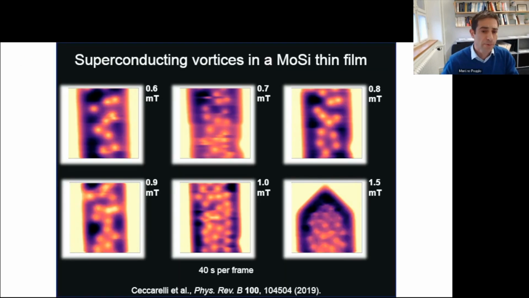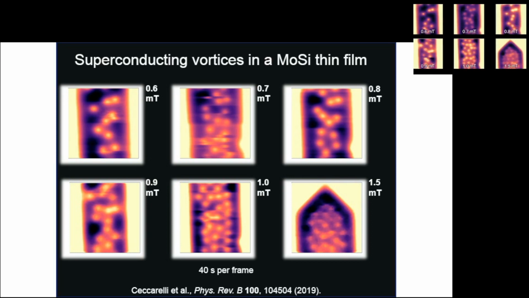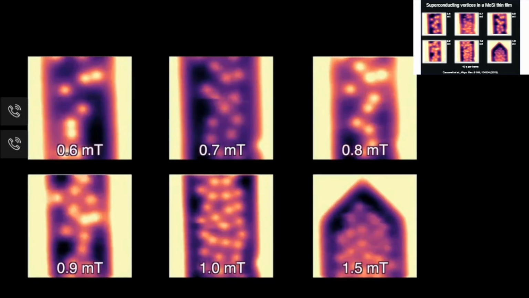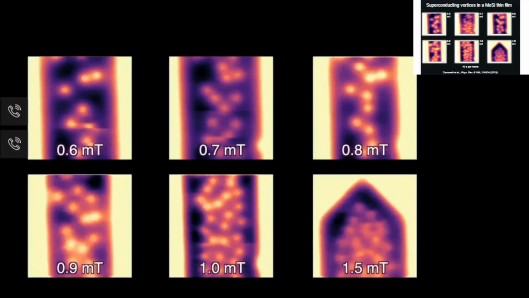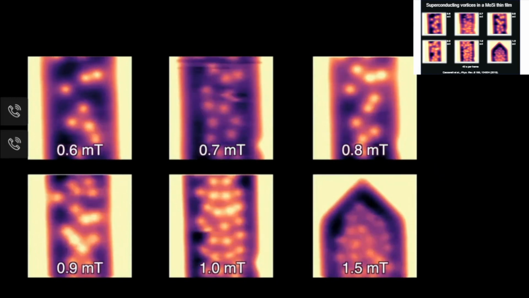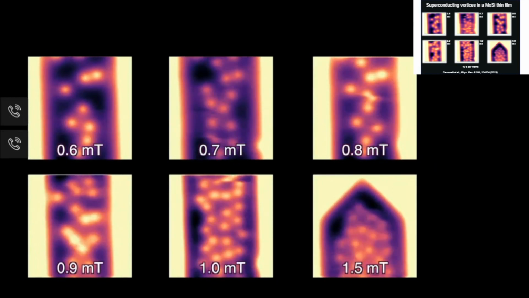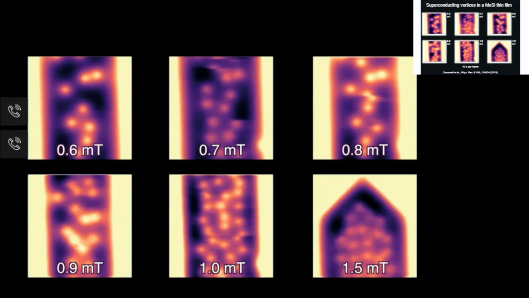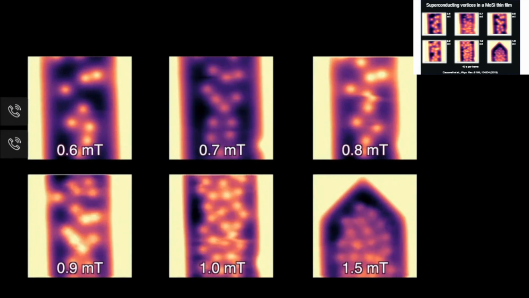This is another example of something that you can do with this scanning probe. We measure stray fields from superconducting vortices in a thin film of molybdenum silicide. This is a material that's used for superconducting nanowire single photon detectors. In these photon detectors, essentially, the fact that photons create magnetic vortices, or superconducting vortices, is used to detect the photons. But the mechanism behind this is not very well understood, so there's a lot of interest in trying to study the dynamics and the pinning of these vortices within these thin films.